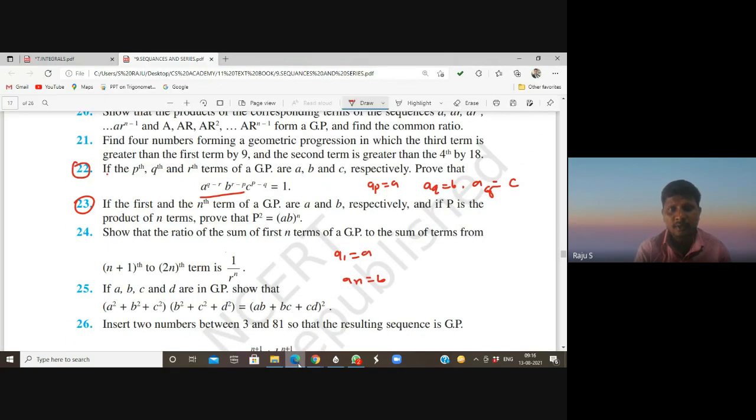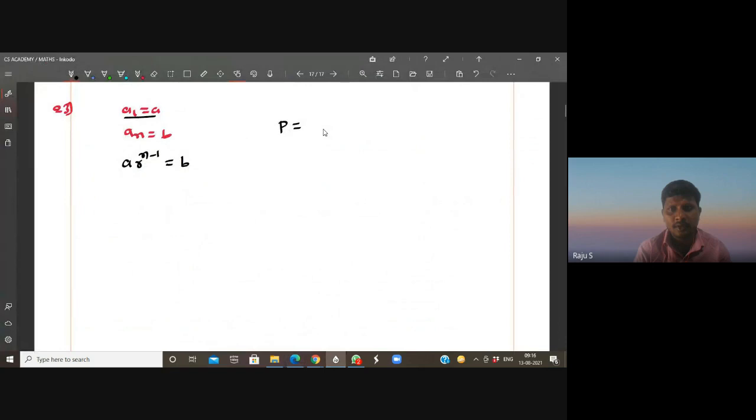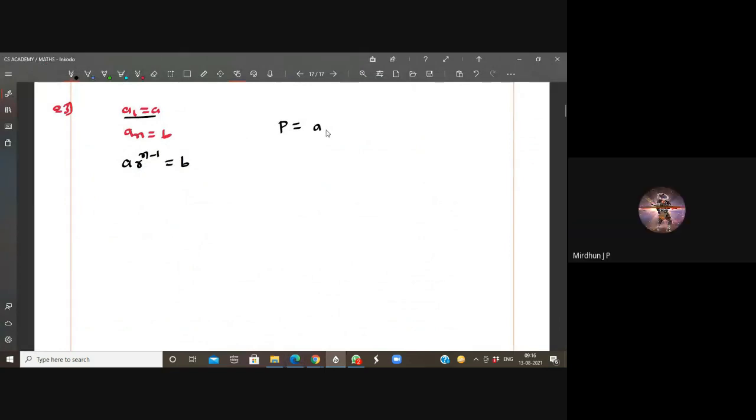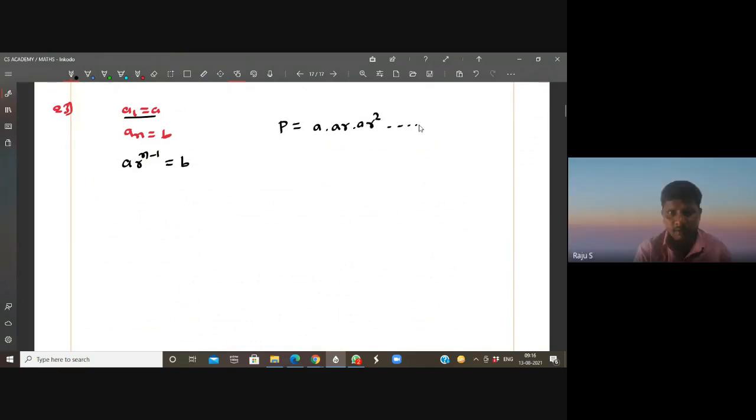P is the product of n terms. Product of n terms is the first term A, then AR, AR square, AR cube, and so on, till AR power n minus 1. Exactly, because first term, second term, third term, and so on, nth term, the product of n terms.